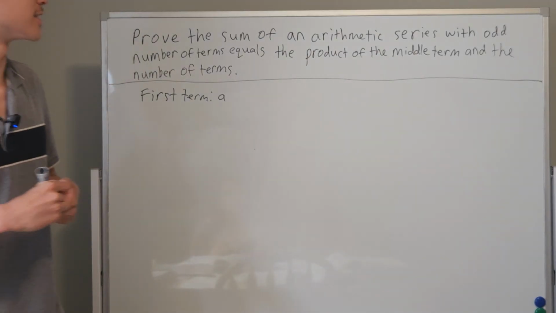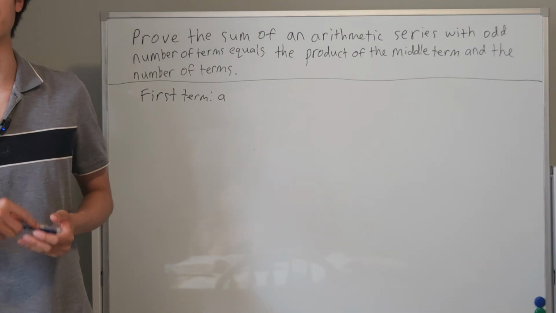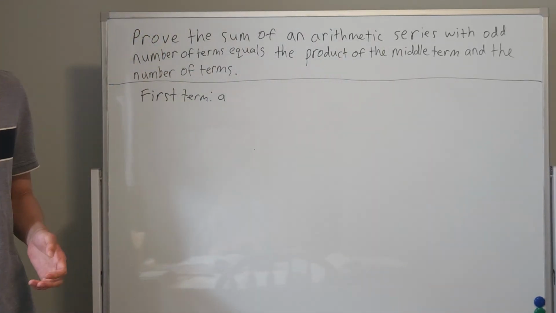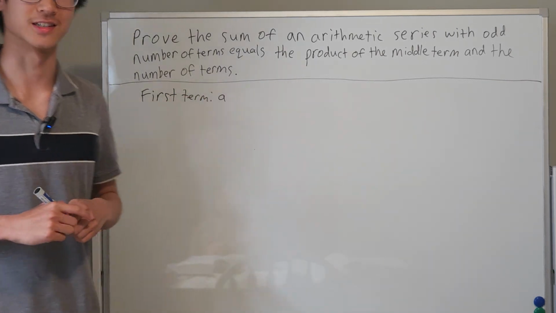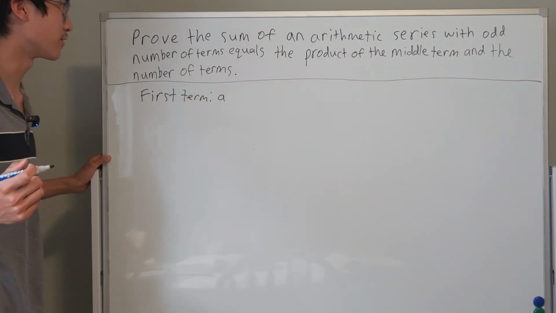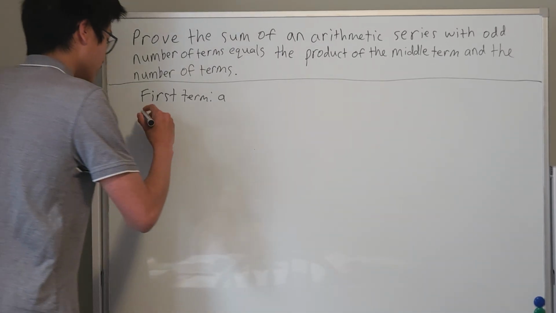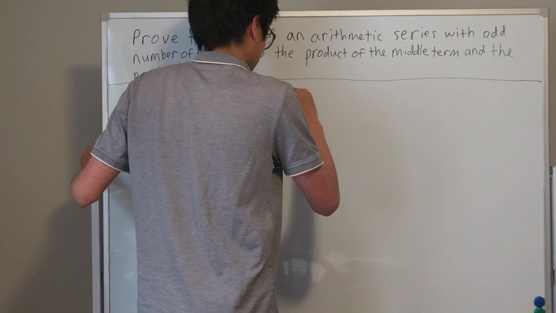And because this is an arithmetic series, we will be using a variable to represent the common difference of that series, not the common ratio. Common ratio is for geometric series, but common difference is for arithmetic series. So what will be the common difference? Well, conventionally, we use the variable d. I'll write it here: common difference.